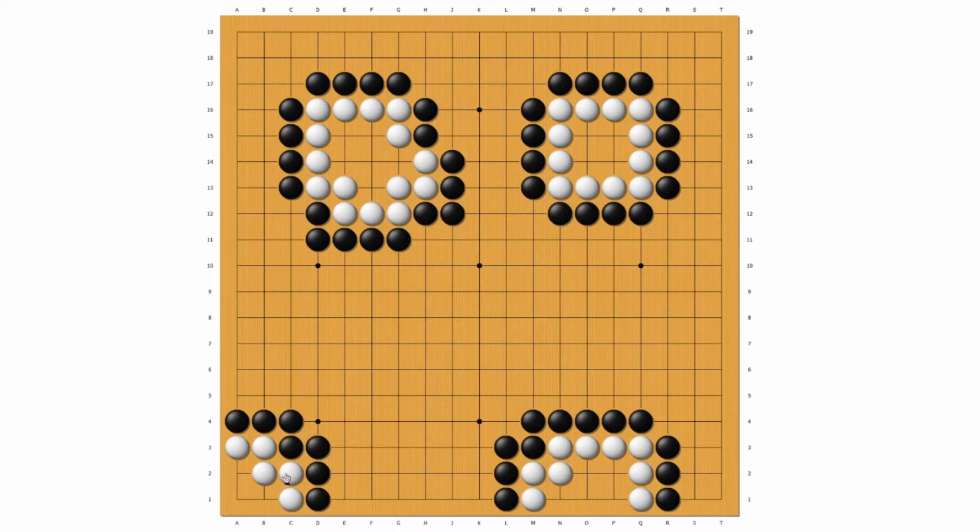3 spaces. This one's very easy. Just 1, 2, 3. Okay, 3. Now remember this shape. 3 spaces is 3 liberties. Okay, now let's go on to the 4.